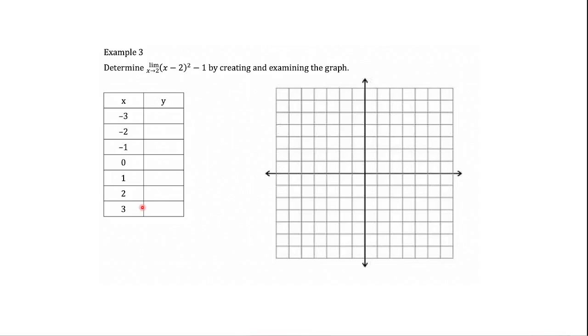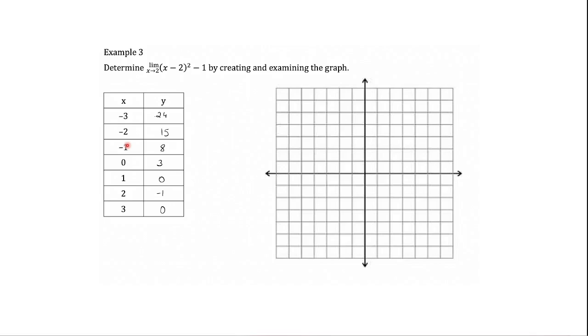When x is equal to negative 3, if we plug this into the function, we can use a calculator or our mental math. Y is equal to 24. When x is equal to negative 2, y is equal to 15. And we keep going. Negative 1, y is equal to 8. X is equal to 0, y is equal to 3. When x is equal to 1, y is equal to 0. When x is equal to 2, y is equal to negative 1. And when x is equal to 3, y is equal to 0. Okay, so let's graph it.